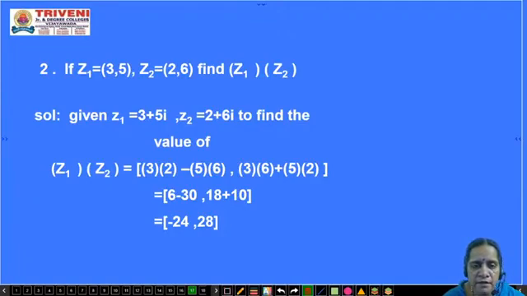In the complex number form, we write it as minus 24 plus 28i. Here the real part is minus 24 and the imaginary part is 28.